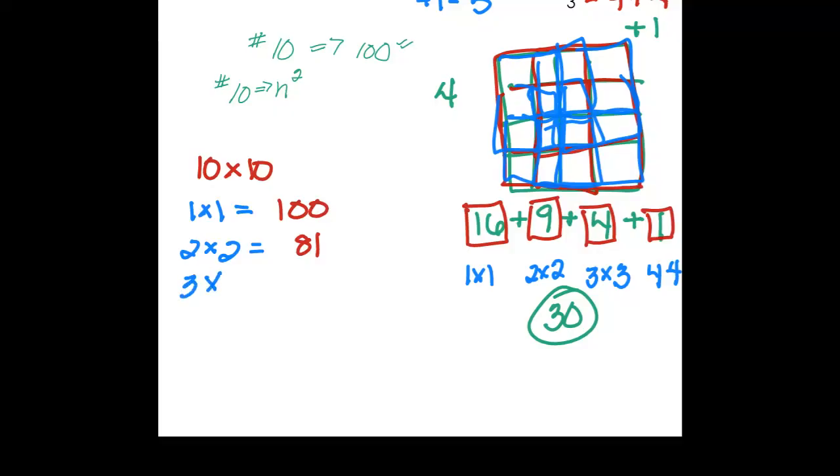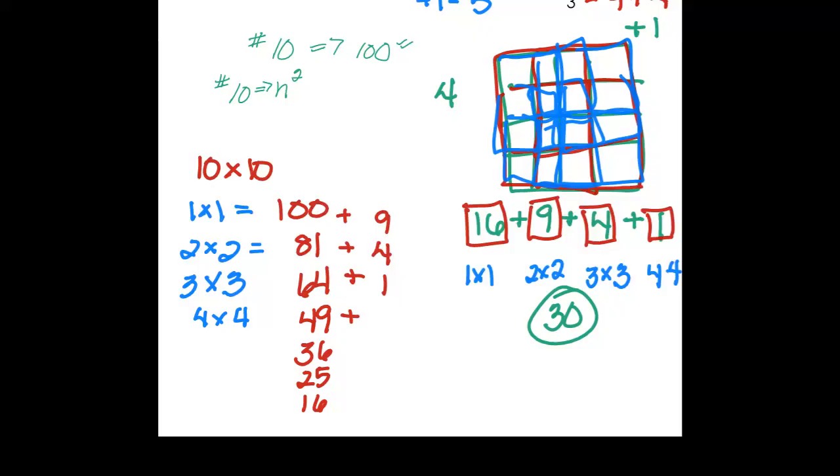All right. How many 3 by 3s? What's the next smallest square? 64. And then we have 4 by 4s, which is going to be 49. Yes, I had to think there for a minute. And then 36, 25, 16, 9, 4, and 1. So if I add those all together, anybody got a calculator handy or a phone?